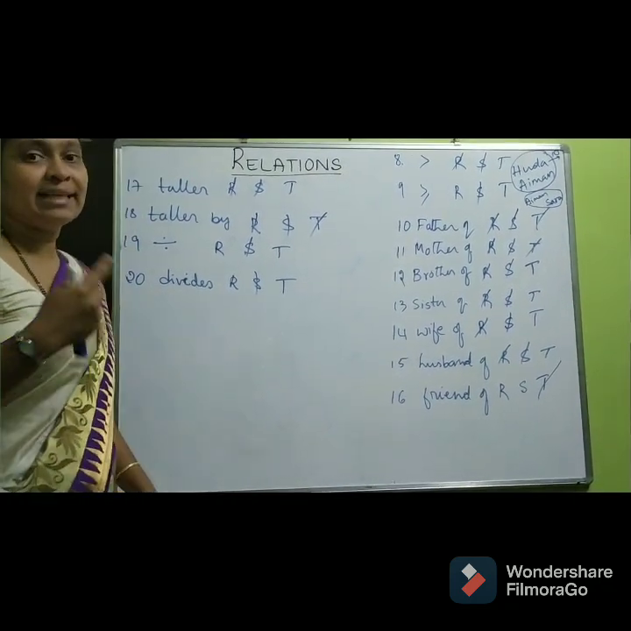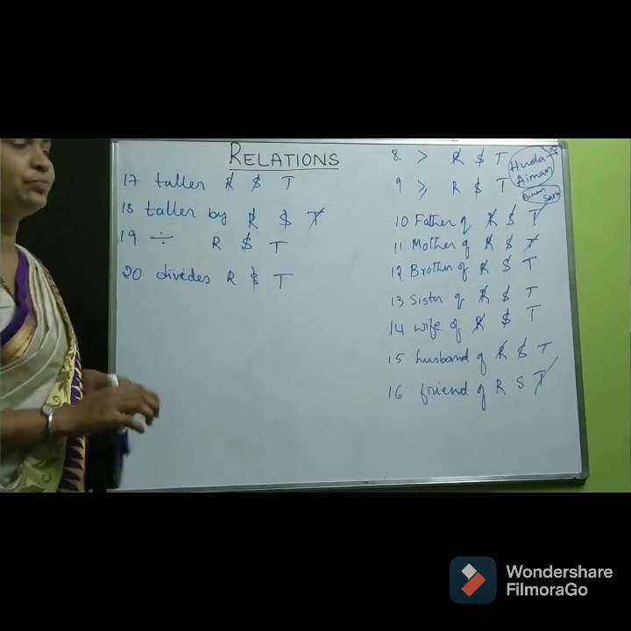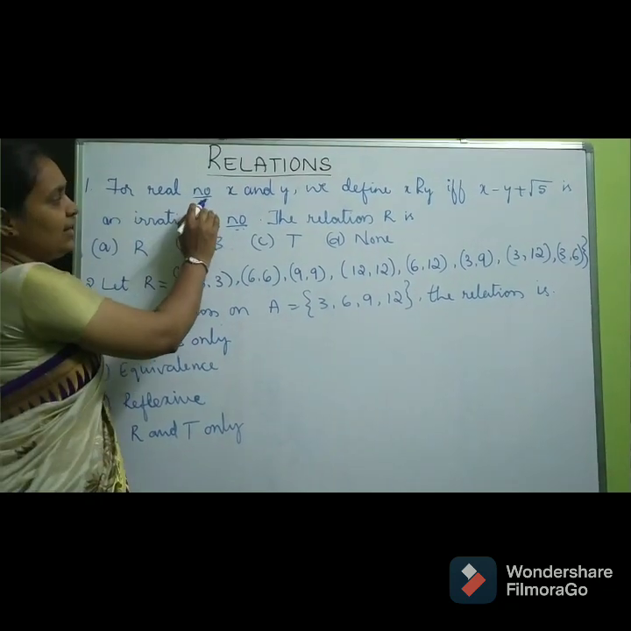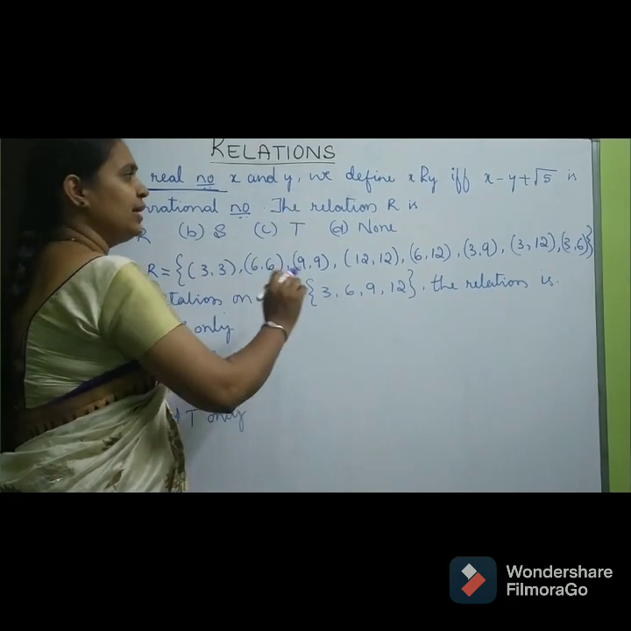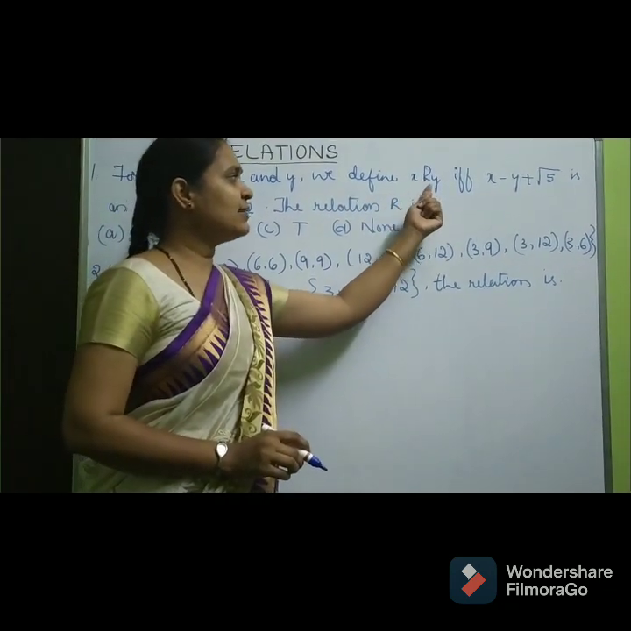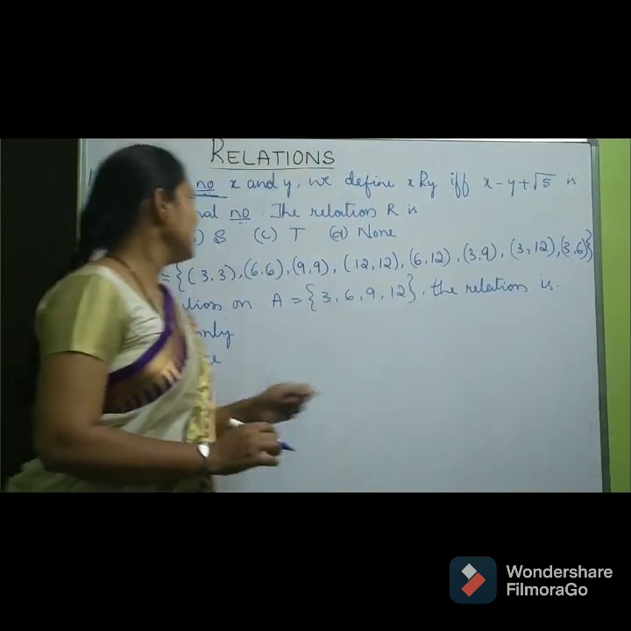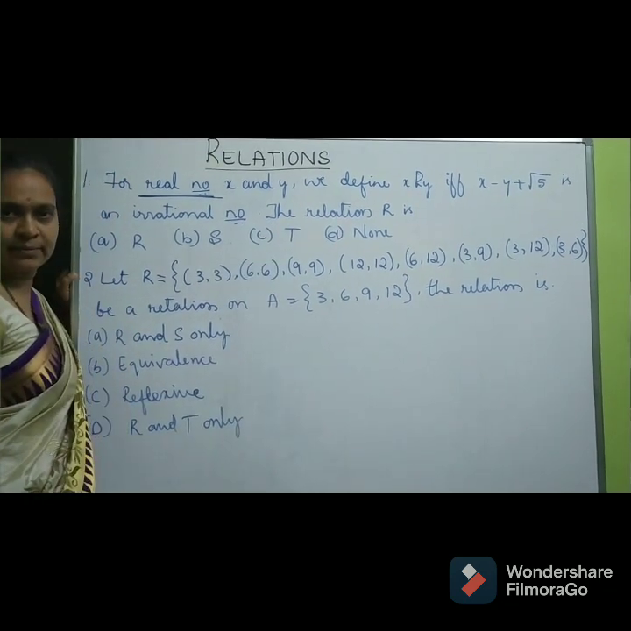Now I'll go for the next sums. Okay, problems. We'll go to the problem version now. First question. For real numbers x and y, we define x related to y if x minus y plus root 5 is an irrational number. The relation is.